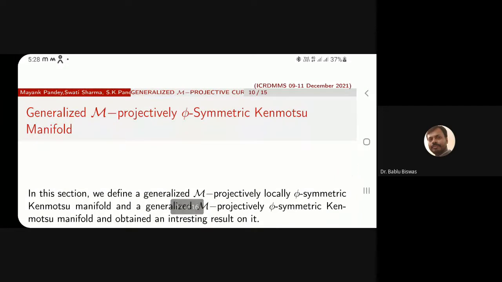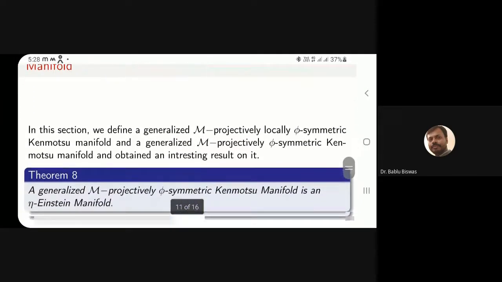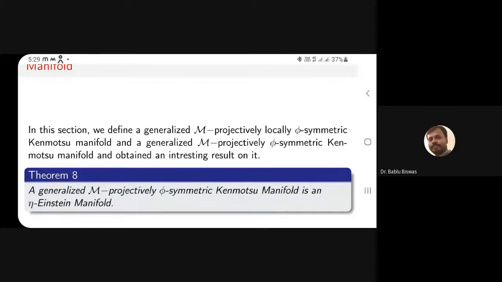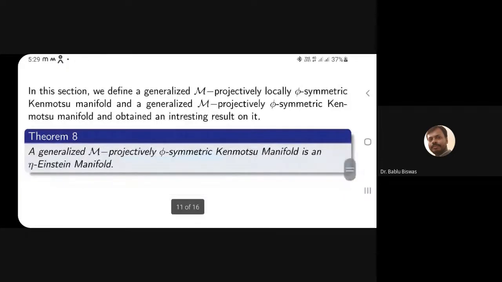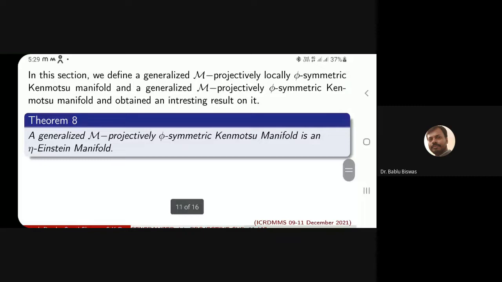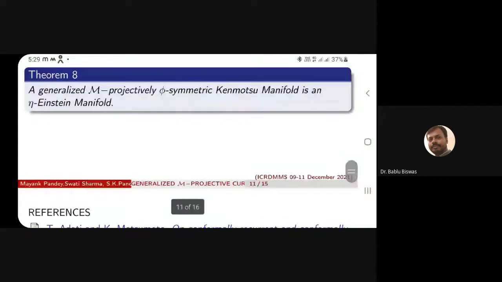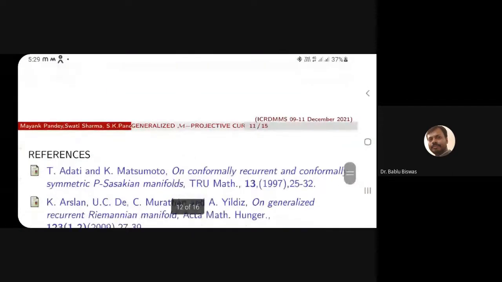Generalized M-projectively phi-symmetric Kenmotsu manifold. In this section, we defined a generalized M-projectively locally phi-symmetric Kenmotsu manifold and a generalized M-projectively phi-symmetric Kenmotsu manifold, and obtained an interesting result on it. A generalized M-projectively phi-symmetric Kenmotsu manifold is an eta-Einstein manifold. References are here.